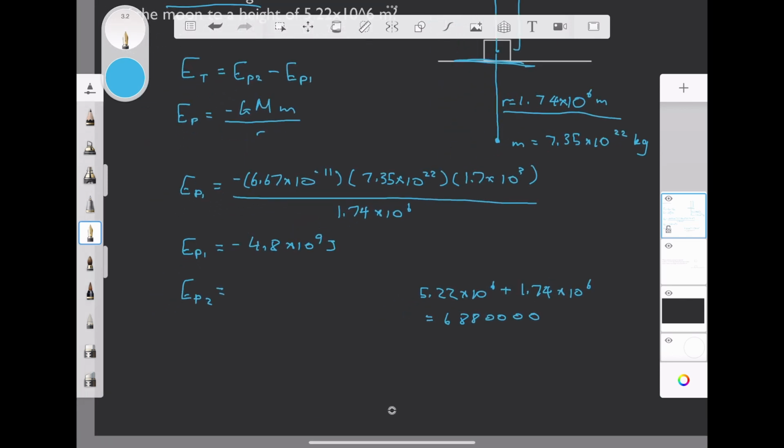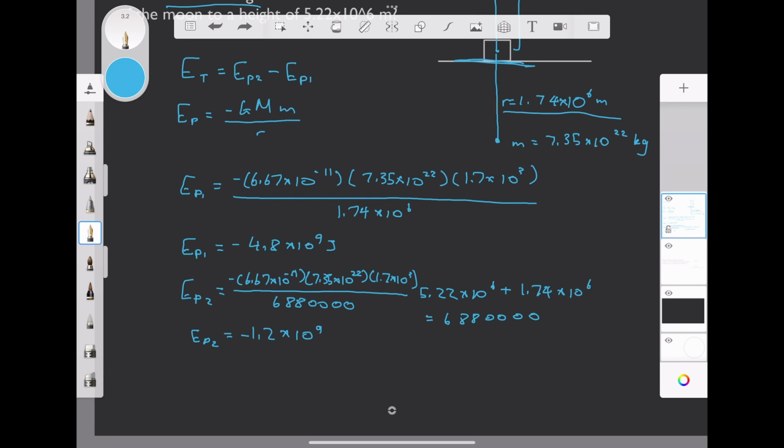But other than that, it's pretty much the same thing, because what you have to do is now you just do all of this. Negative 6.67 times 10 to the power of negative 11, times 7.35 times 10 to the power of 22, and 1.7 times 10 to the power of 3. Divide all of that by this value and you should get negative 1.2 times 10 to the power of 9.